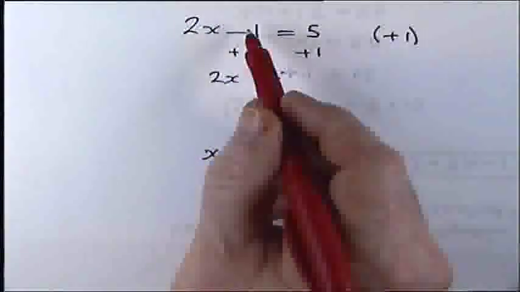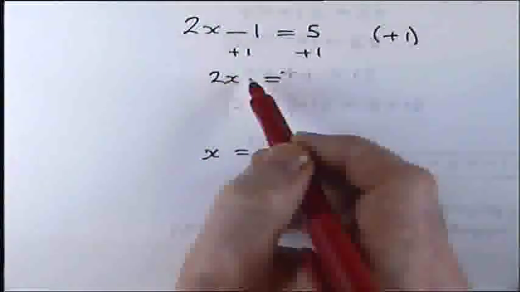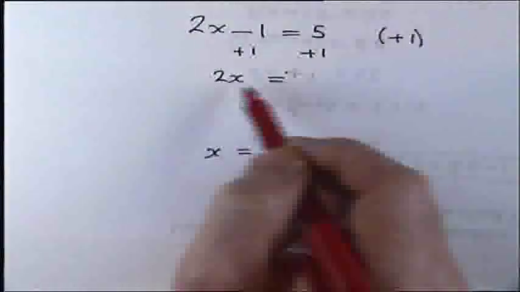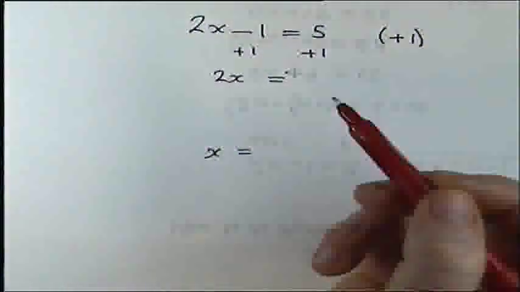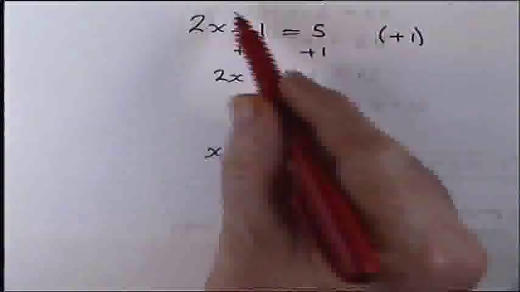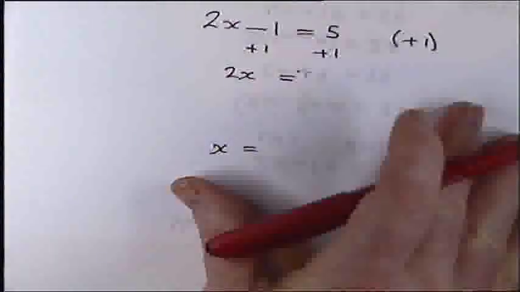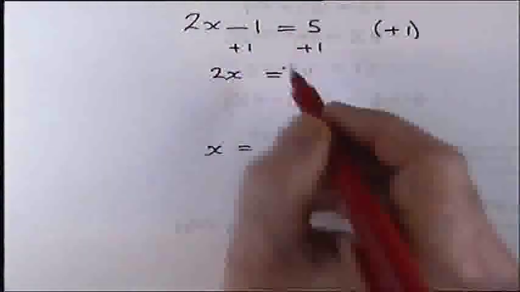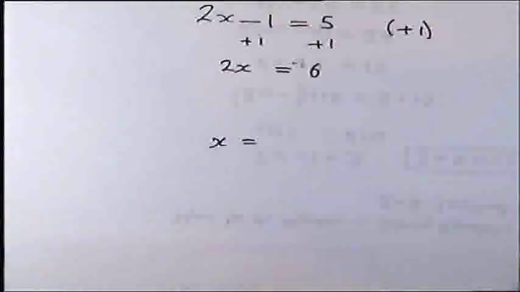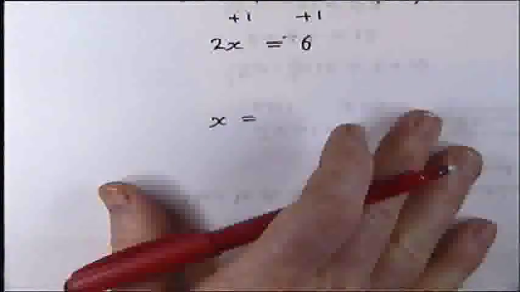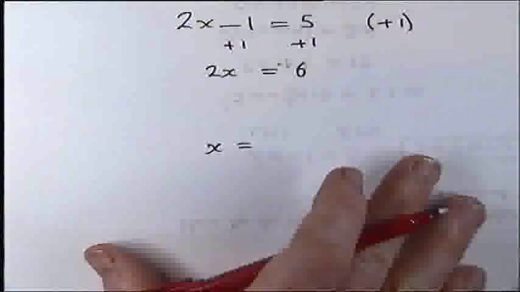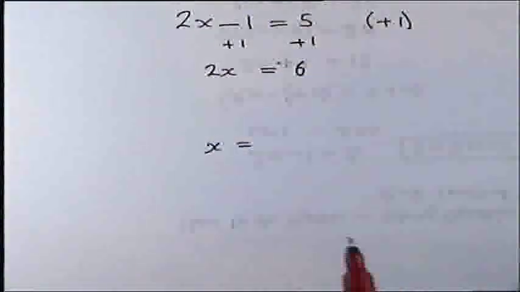The whole point of that was to get rid of that take away 1. So if we add 1 to a negative 1, we get nothing. So now we're just left with 2x on this side of the equation. But we're not finished yet, because remember, whatever we do to the left-hand side, we must also do to the right-hand side. So 5 plus 1 is 6. Okay, so now we've got 2x is equal to 6. We've made it one step easier.